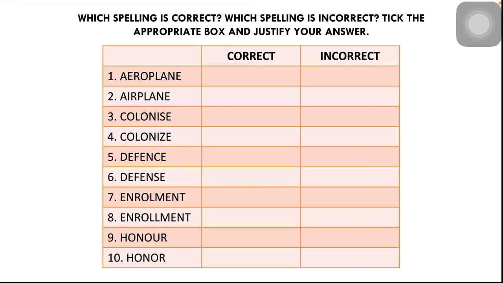Then next is enrollment with a double L and enrollment with a single L. So both of them are also correct. And next is honor with a U and honor without a U. So both of them are also correct.